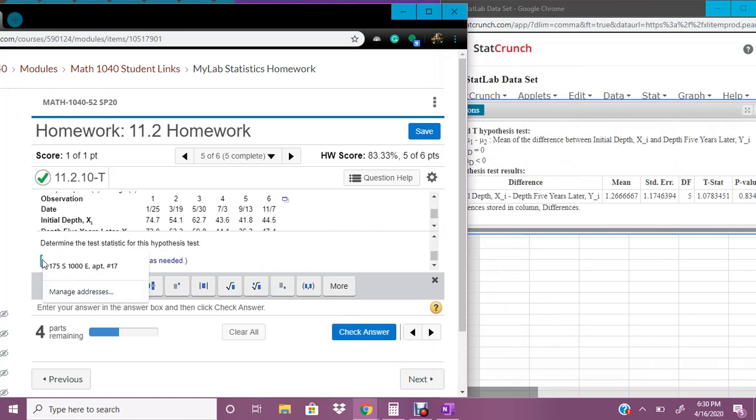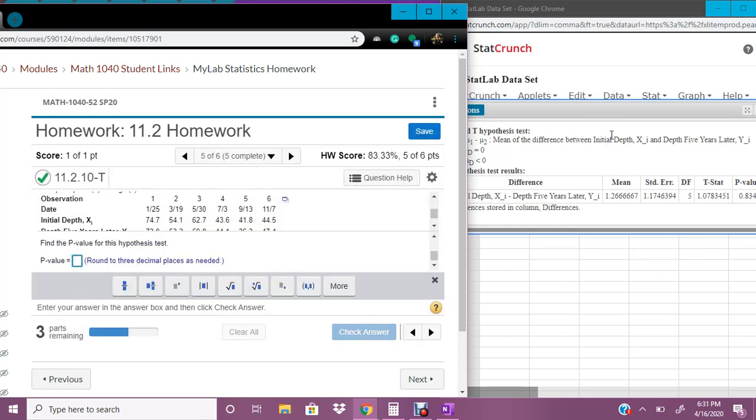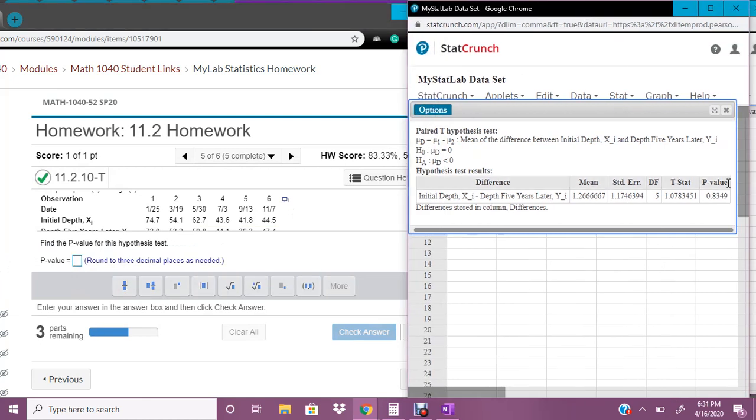So the T-stat is the test statistic. The p-value is right there. I've got to make sure I don't need to round more.